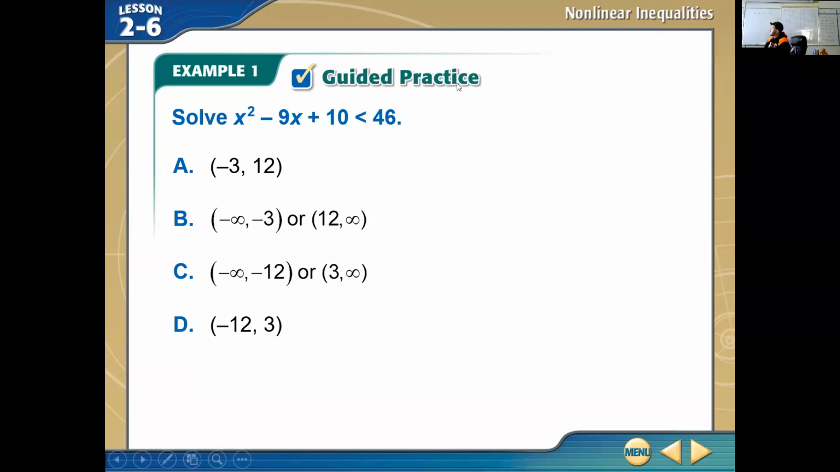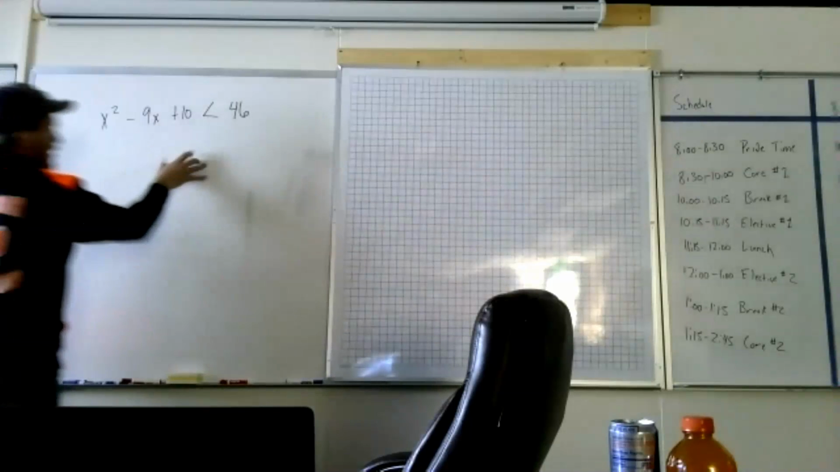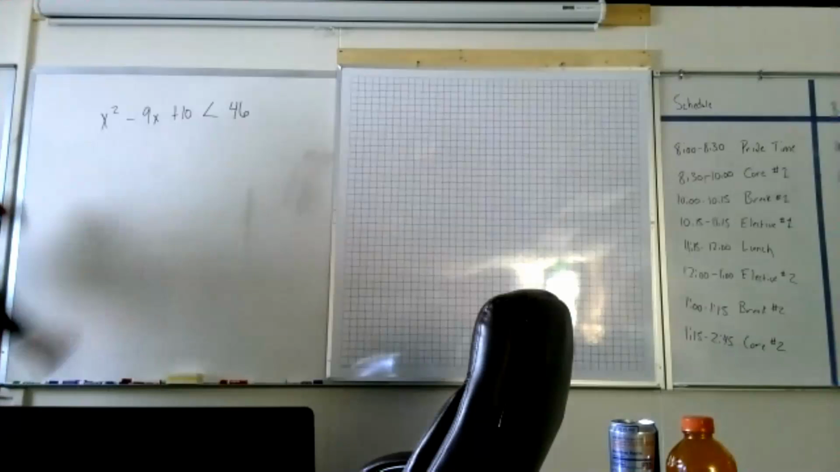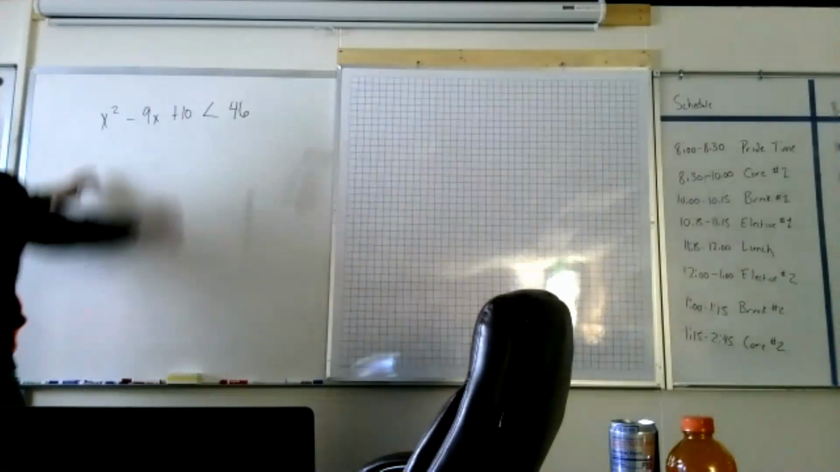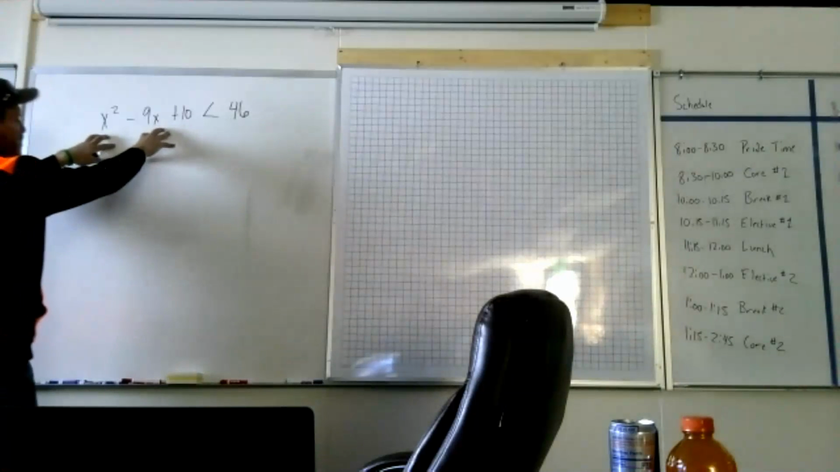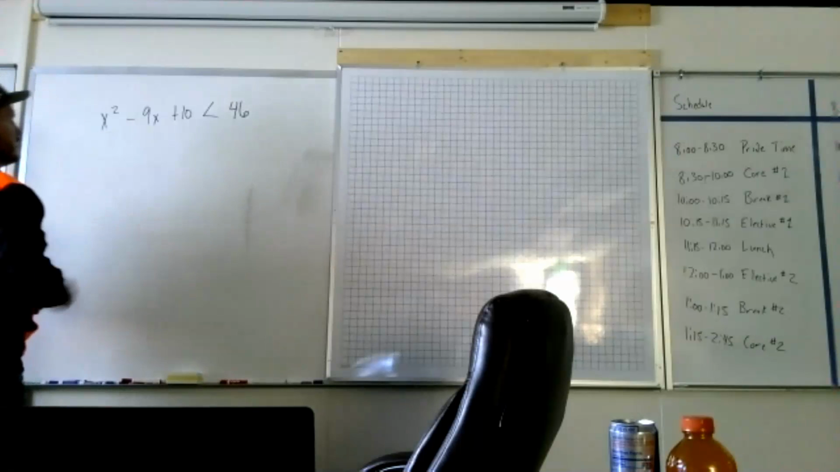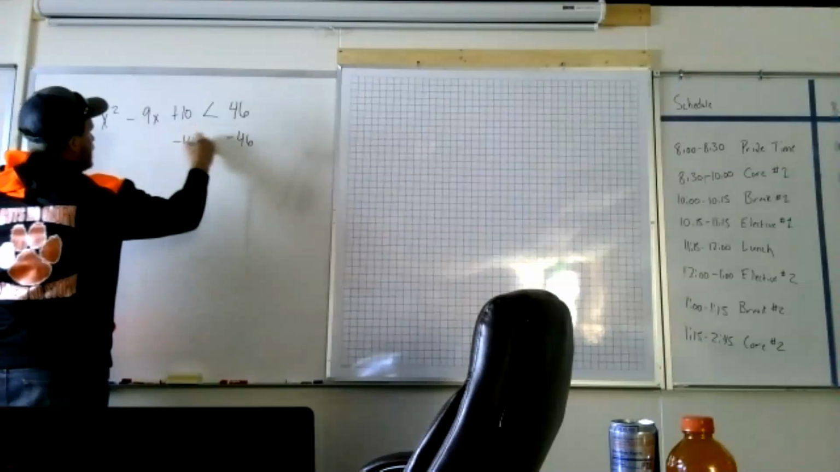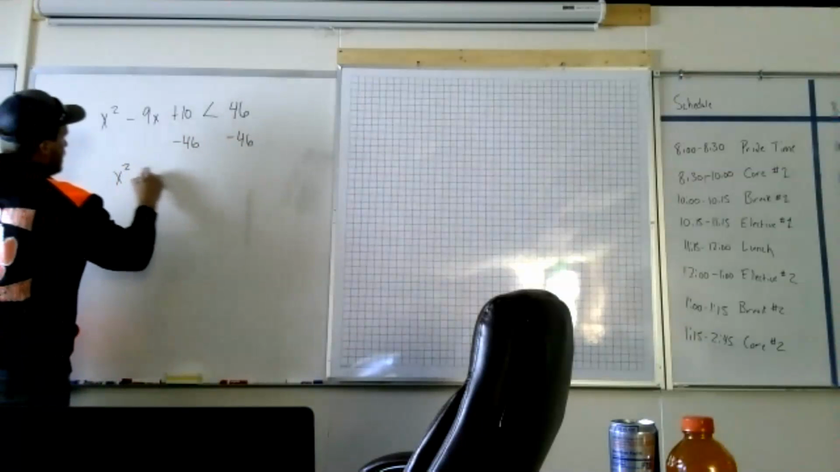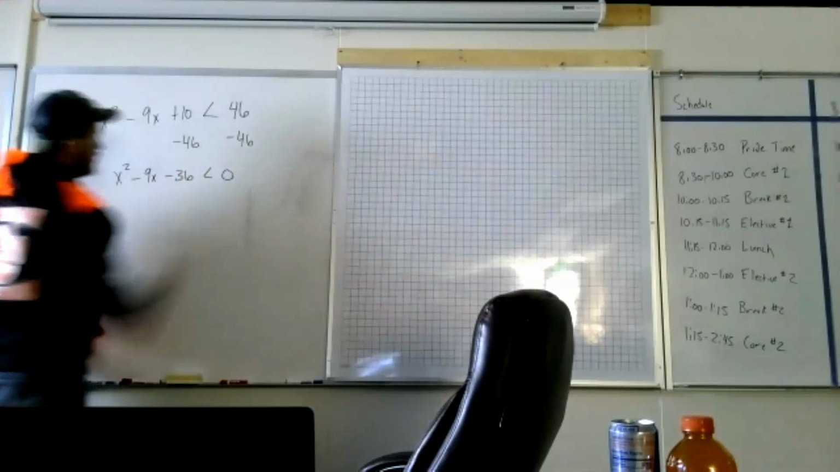But we want to do the same thing. We want to bring this 46 to this side so that we're able to factor to find our zeros, and then it makes it very easy because now we're just looking at where my graph is positive and where my graph is negative. It doesn't materially alter this equation, it just shifts it down 46 units. So if we subtract 46 from this side, we're left with x squared minus 9x minus 36 is less than 0.